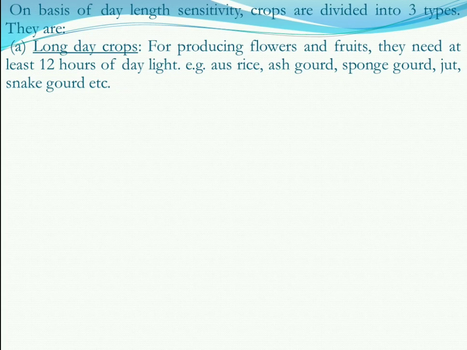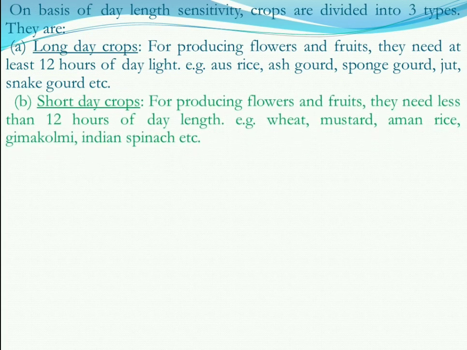So let's go to the second type, that is short day crops. That means when we don't have sunlight for more than 12 hours. For producing flowers and fruits they need less than 12 hours of day length.